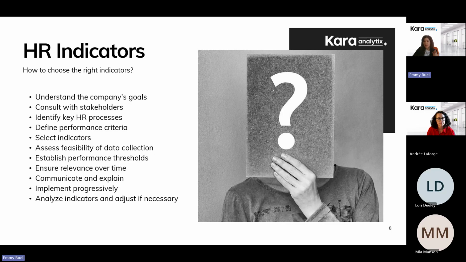And finally, analyze indicators and adjust if necessary. This involves regular monitoring of your KPIs and the KPI results and taking action based on the analysis you've done. Ongoing analysis allows us to detect trends, deviations, or significant changes in the data. If your results are not in line with expectations, or if they indicate opportunities for improvement, adjustments can be made to the strategies, processes, and even the indicators themselves.